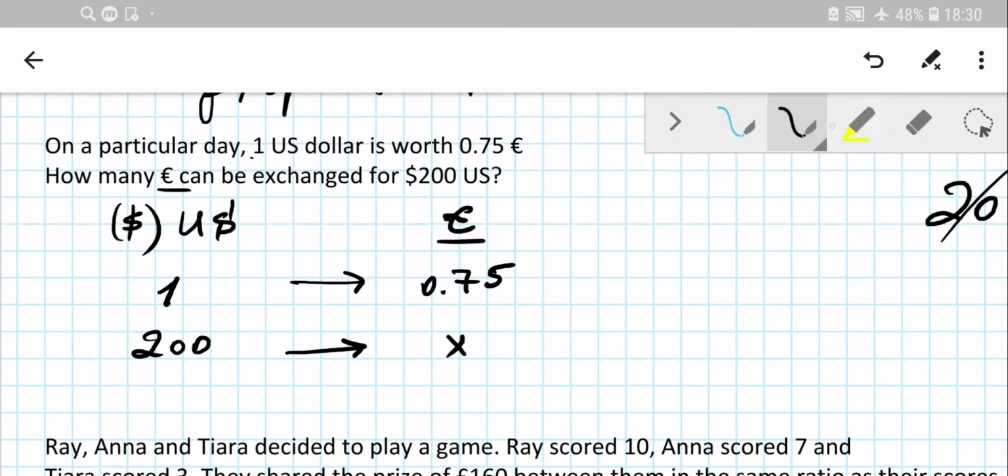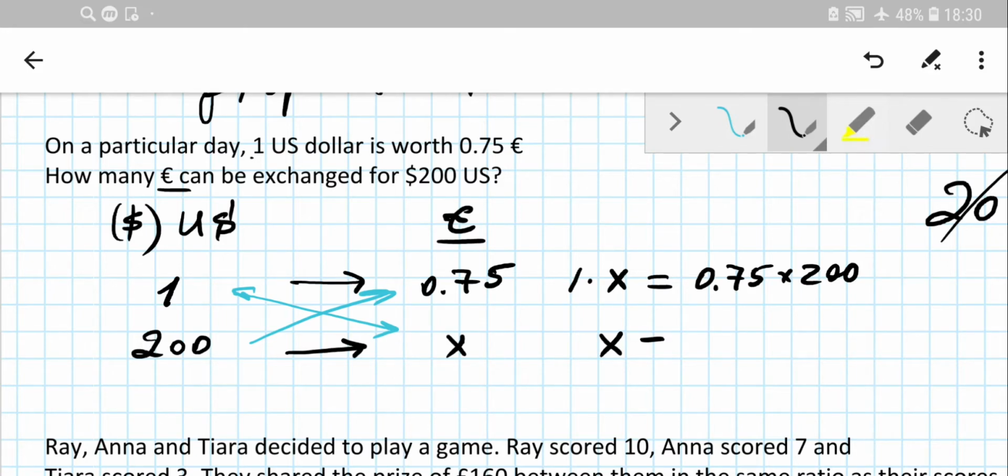So what you can do is resolve it crisscross. So you do crisscross multiplying. So x times 1, and 200 you multiply by 0.75. So simply you've got x times 1 on one side, and on the right side you've got 0.75 times 200. So in this case, you can simply figure out x. It's 0.75 times 200 over 1.